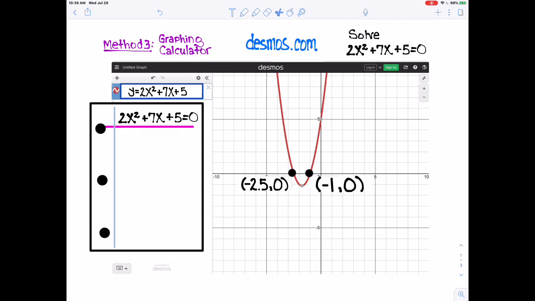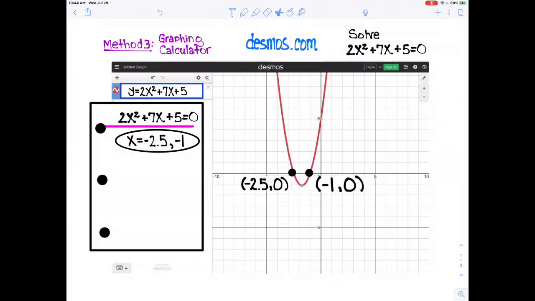Remember, we're solving 2x squared plus 7x plus 5 equals 0. Graphing this equation is just a technique. The answer is not the coordinate negative 2.5 comma 0 and negative 1 comma 0. It's only the x of the x-intercepts that are my solution. It's the number that we can substitute back into this equation and make it true. So the final answer is x equals negative 2.5 and x equals negative 1.